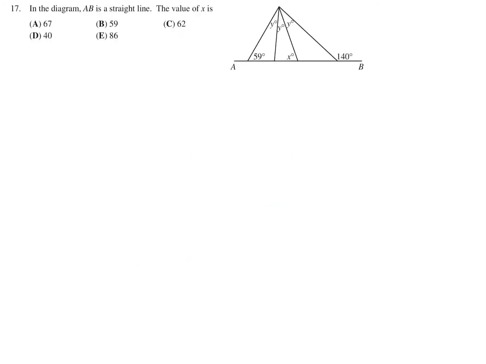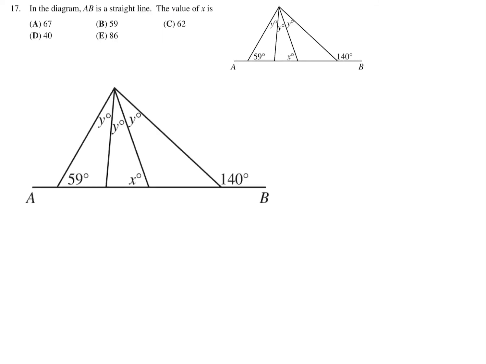In the diagram, AB is a straight line. The value of x is. Okay, so several approaches here. I'll just start here. The angles about a line are equal to 180. So this will basically be 40. Okay?